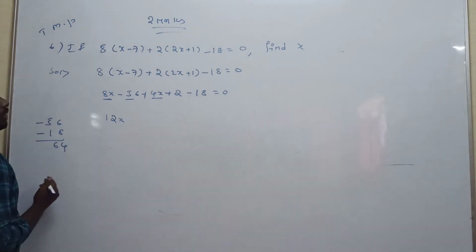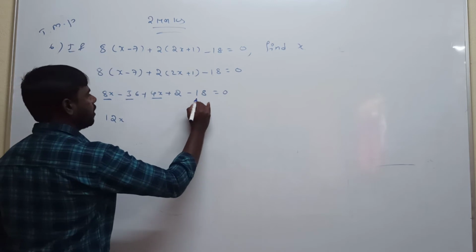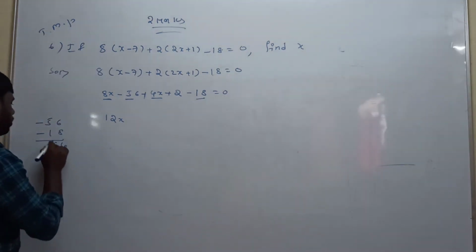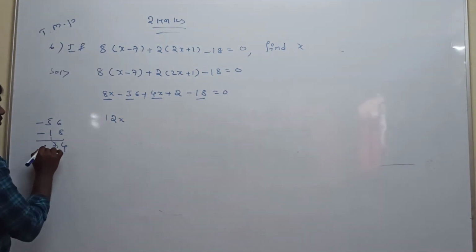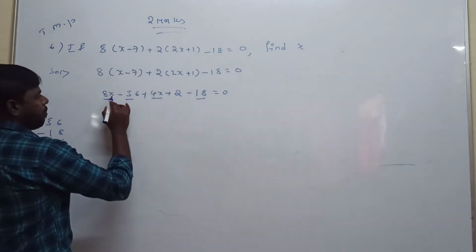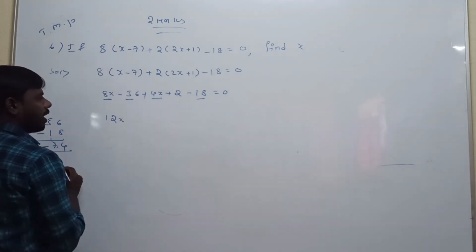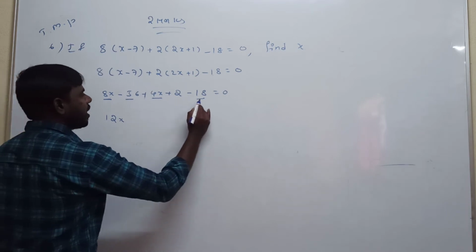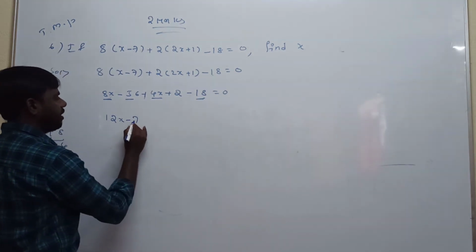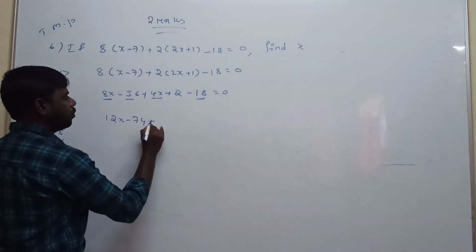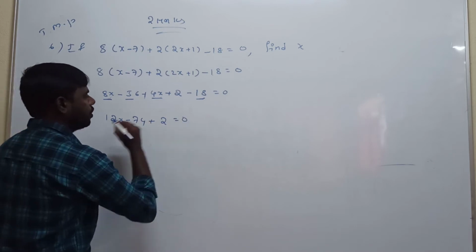What is the symbol? Negative. So minus 56 minus 18, this value is 74, and the symbol is minus 74. Plus 8x plus 4x is plus 12x. Minus 56 minus 18 is minus 74. The next value is plus 2, and it is equal to 0.